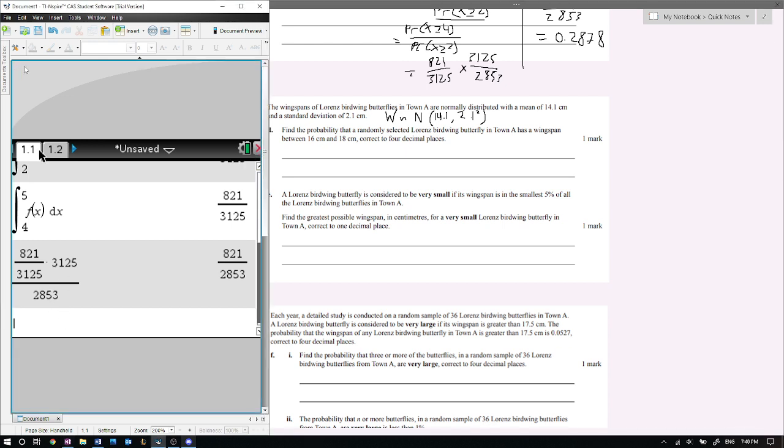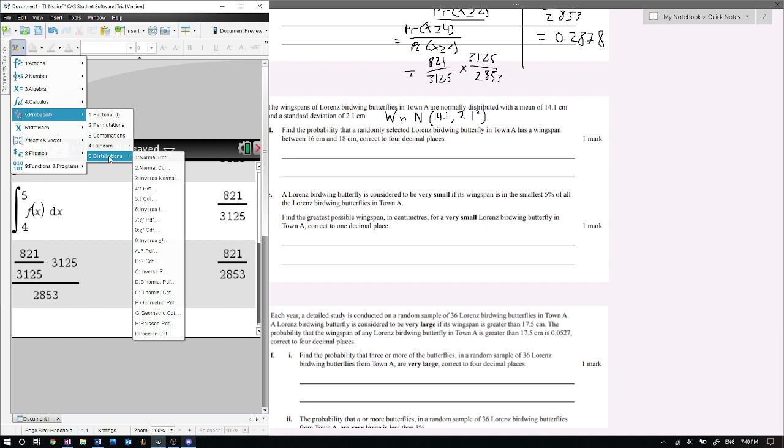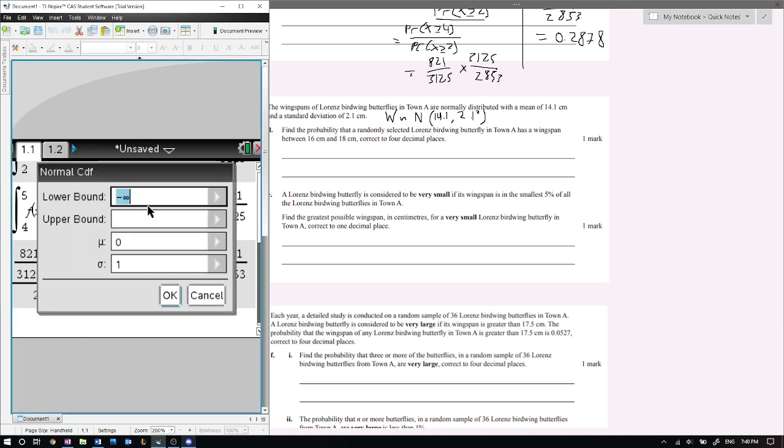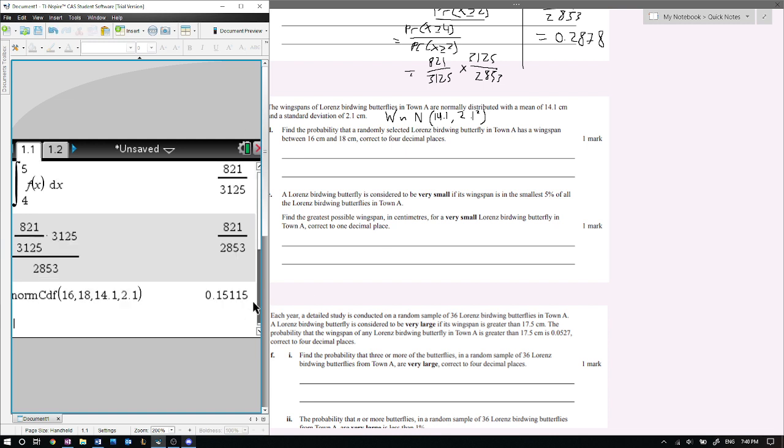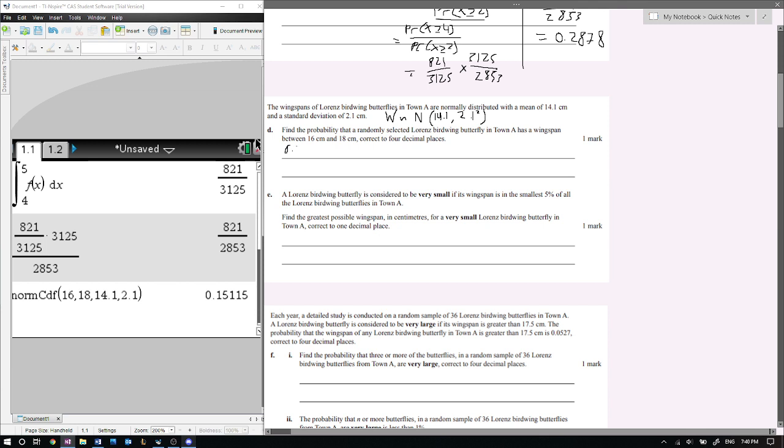So straight away I will just put that into my calculator. There's nothing much to it. Using the normal CDF, lower bound 16, upper bound 18, mean 14.1, and standard deviation of 2.1, and I get an answer of 0.1512, rounding to 4 decimal places, of course.